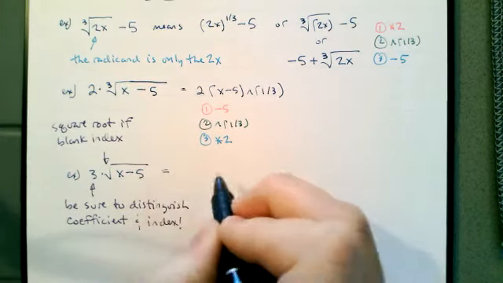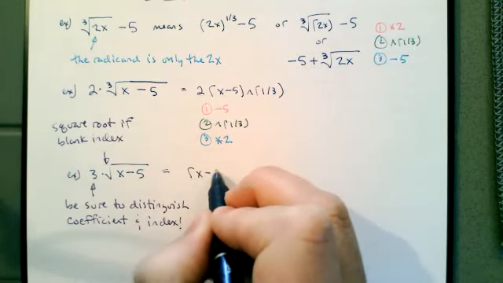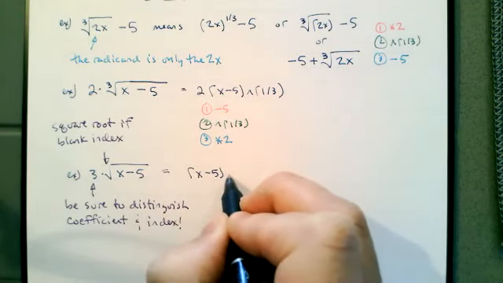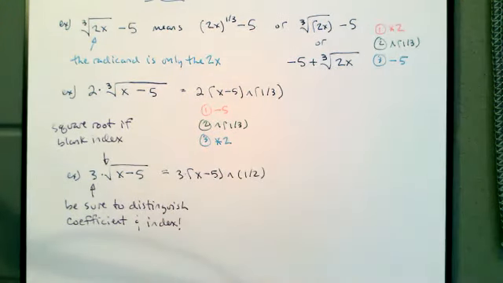One way we could do that is to write x minus 5 to the 1/2 power. Now it's very clear that 3 is being multiplied by the 1/2 power of x minus 5. Any questions? Comments? Snide remarks?